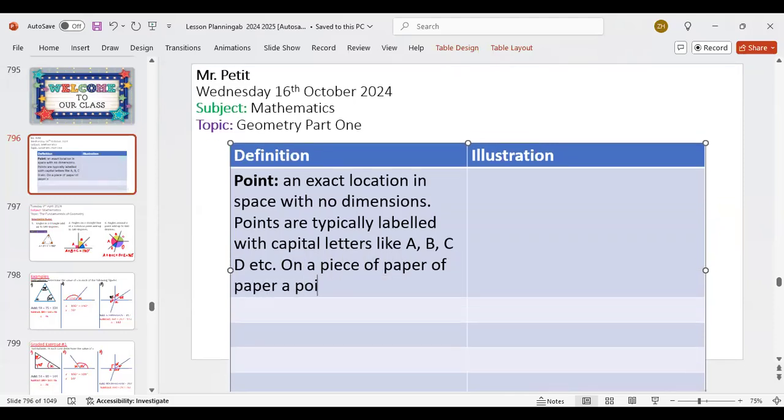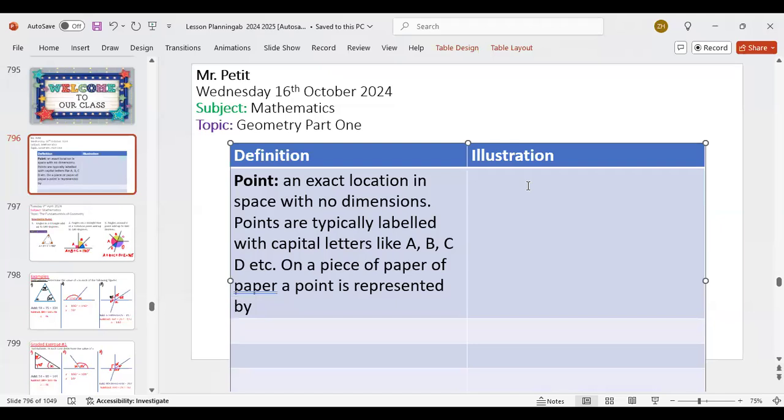On a piece of paper, a point is represented by a small dot. On a piece of paper, a point is represented by a small dot.